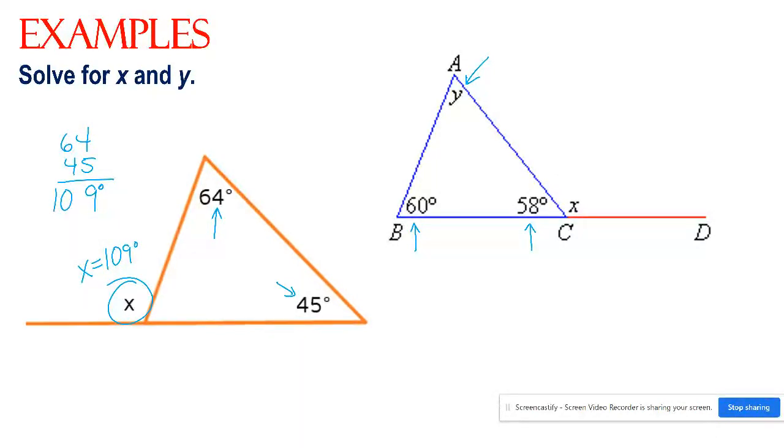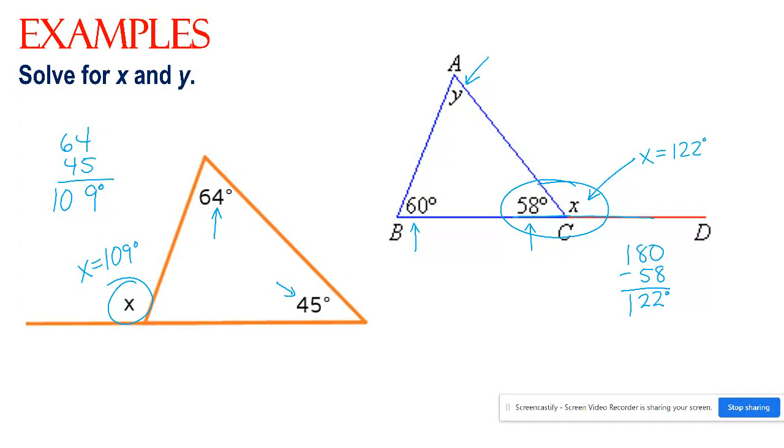But I'm going to take these two angles here. I know those have to add up to 180 because they make a straight line. And that's going to be true whenever you have an exterior angle that's adjacent to an interior angle. Whenever they're next to each other, they will always add up to 180. So I'm going to take 180. I'm going to subtract 58, and I get 122 degrees. So my exterior angle here is 122 degrees.